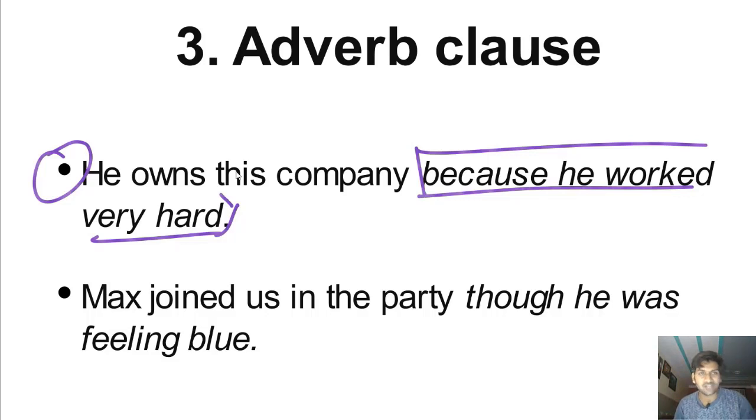The main clause is he owns this company. All right. Second example. Max joined us in the party, though contrasting information, though he was feeling blue. To feel blue is not to feel good. All right. Feeling ill. Max joined us in the party, though or even though or although he was feeling blue. Adverb clause, non-essential to the sentence, an adjunct.